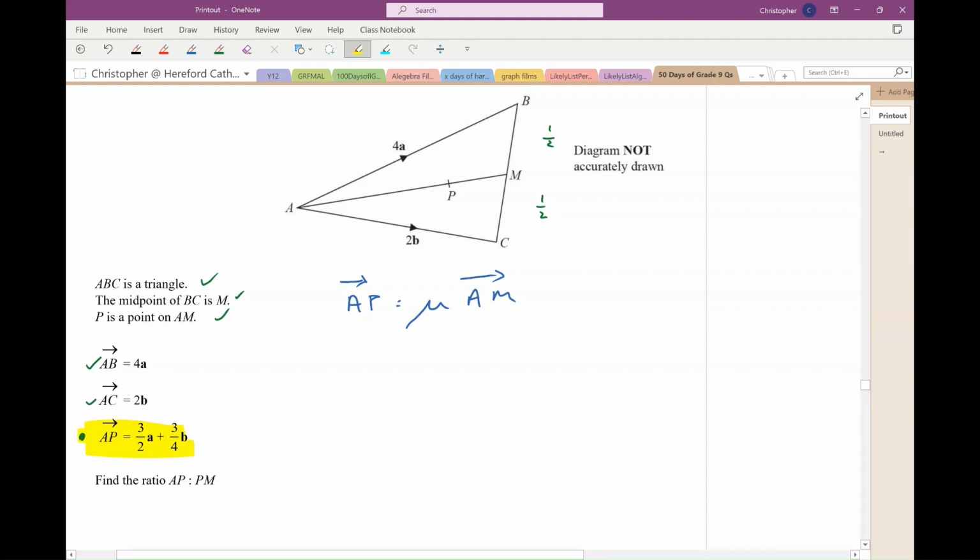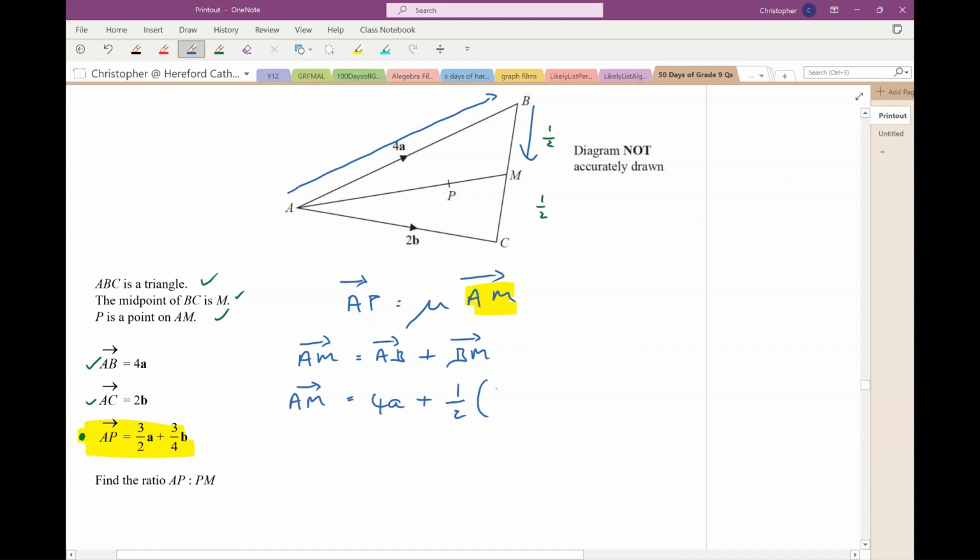Now, we're going to do that as being mu times AM. So let's get an expression for AM, and then we'll times it by mu to give us an expression for AP. So we're going to get an expression for AM. So what I'm going to do for AM is I'm going to go A to B, and then I'm going to go B to M. That will get me from A to M. Now, so AM equals, now I know AB is 4A. Now B to M is half of the way from B to C, isn't it?